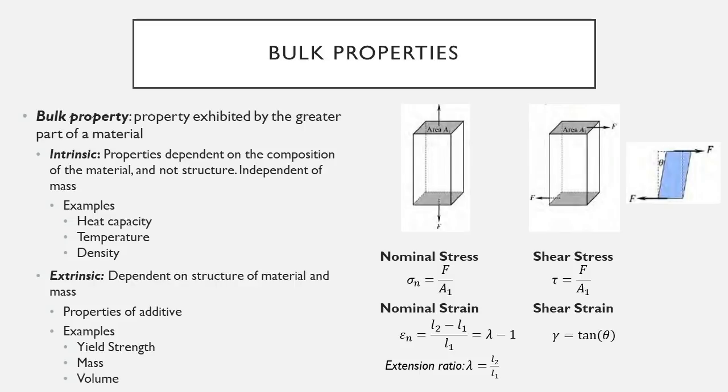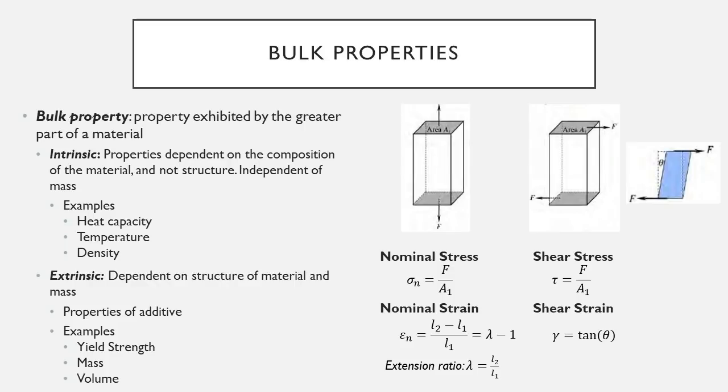Now, bulk properties themselves can be divided into two different subcategories, one being called intrinsic and the other being extrinsic. Now, for intrinsic bulk properties, we just have to realize that the properties of that particular material depend only on the composition of the material and not on the structure. And what's most important and an easy way to determine if it's intrinsic or extrinsic is whether or not it depends on how much mass you have of that particular material. If it's independent of mass, it's intrinsic. So examples are the heat capacity of a material, the temperature, and the density.